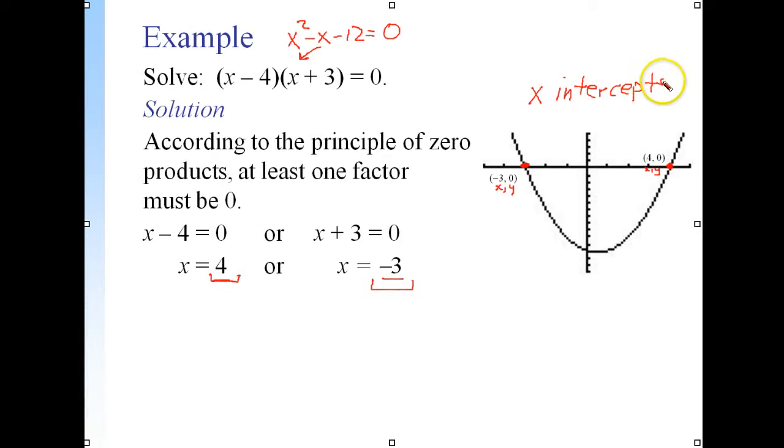From an earlier chapter, it's where your line crosses the x-axis. There's also a y-intercept down here that we're not looking at right now. We just want to find the zeros. So when y is 0, this is our x-intercept.